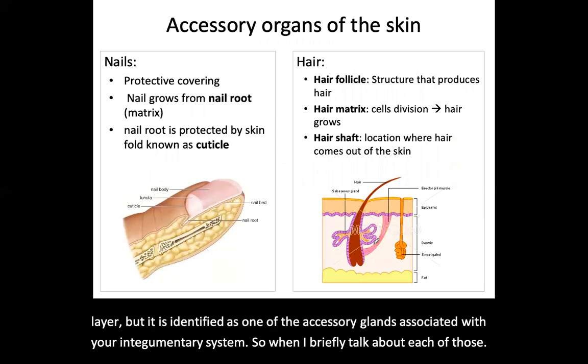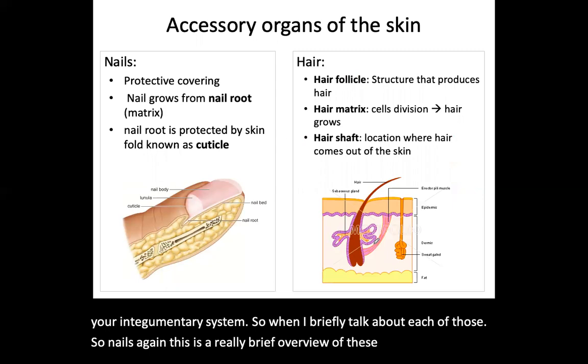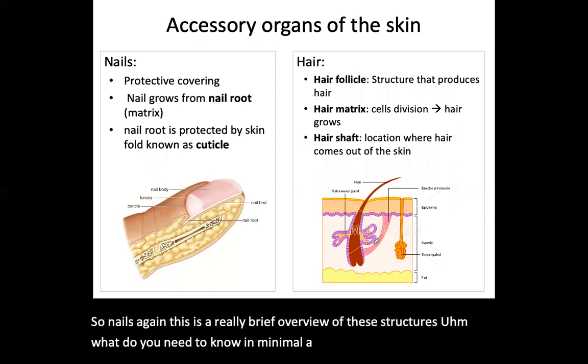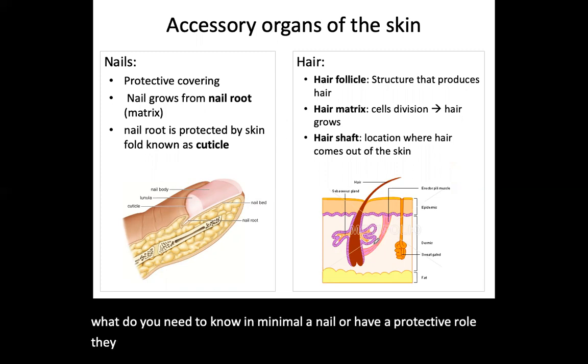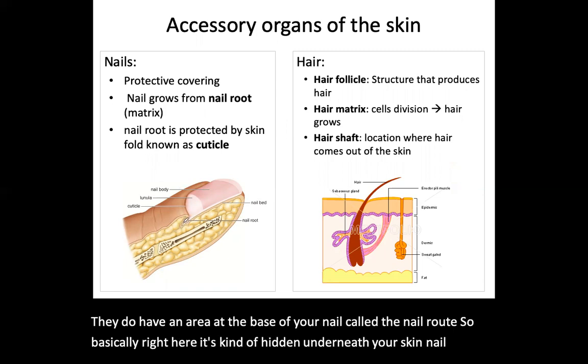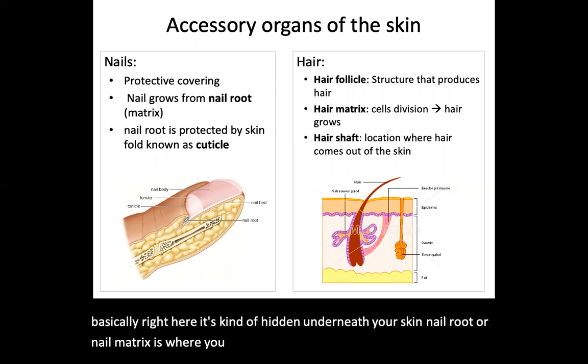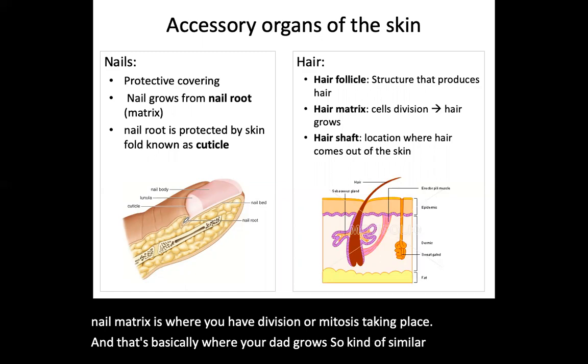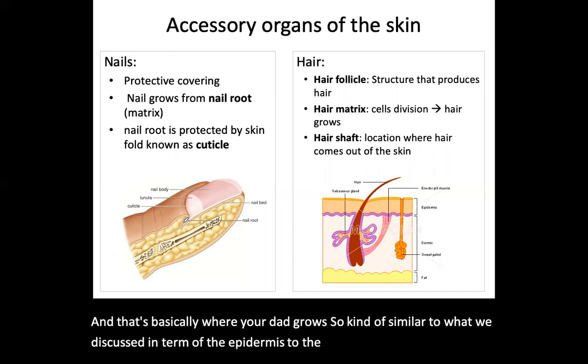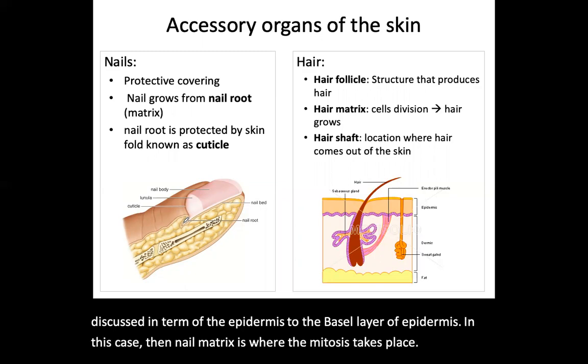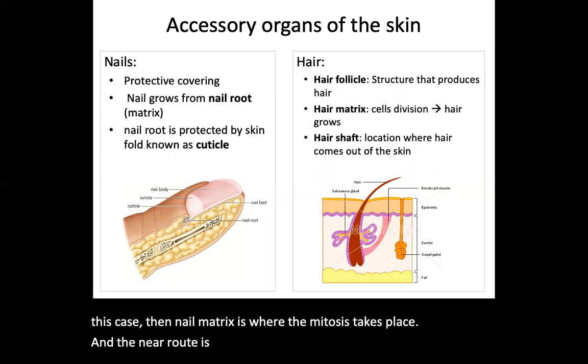So nails, again, this is a really brief overview of these structures. What do you need to know at minimum? Nails have a protective role. They do have an area at the base of your nail called the nail root. So basically right here, it's kind of hidden underneath your skin. Nail root or nail matrix is where you have division or mitosis taking place, and that's basically where your nail grows. So kind of similar to what we discussed in terms of the basal layer of the epidermis, in this case, the nail matrix is where the mitosis takes place. And the nail root is protected by folds of the skin, as I mentioned earlier. The specific name for that would be cuticles.